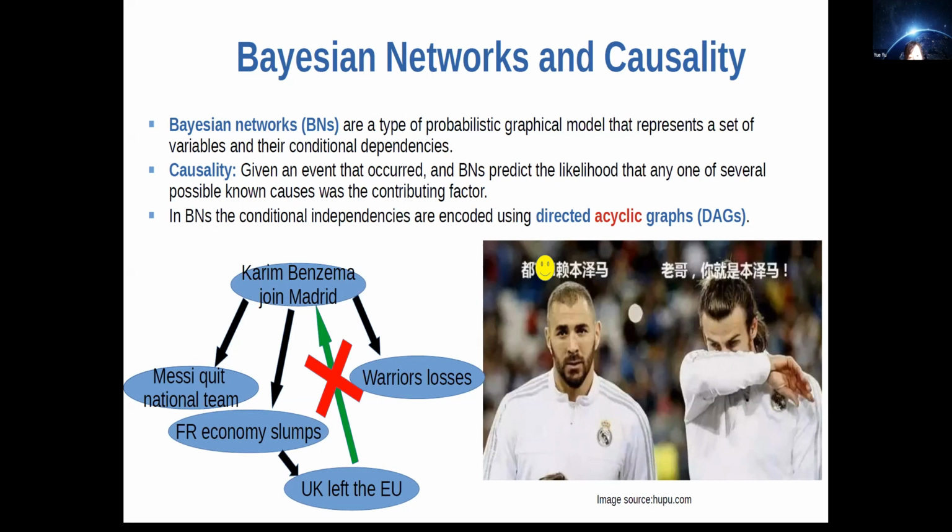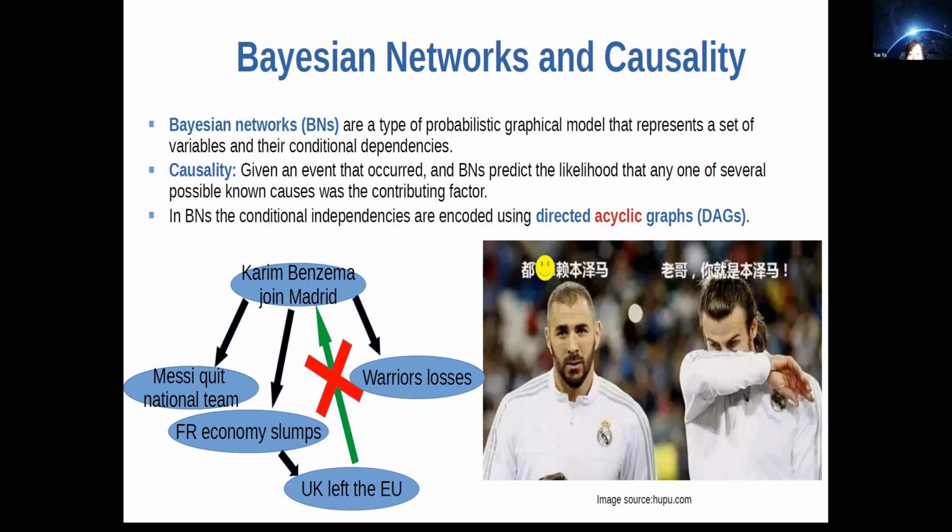But however, if I ask a question, is it possible that because the UK left the EU, Benzema joined Real Madrid? Of course we know it's not possible, because the UK left the EU after Benzema joined Real Madrid. So for this causal relation, there is no cycle. We cannot say A causes B and B causes A too.